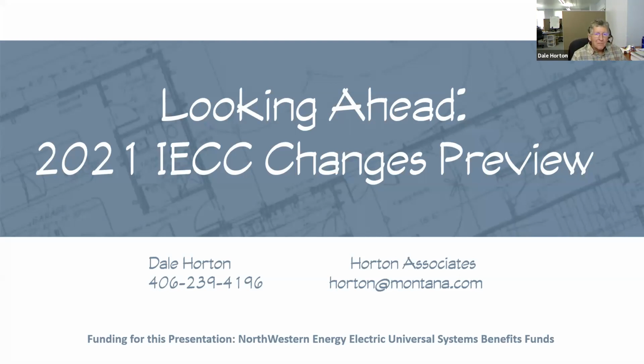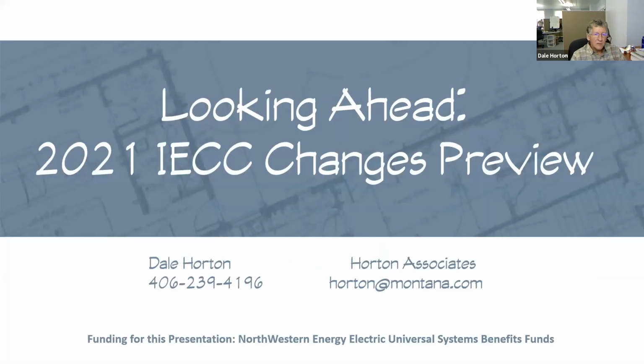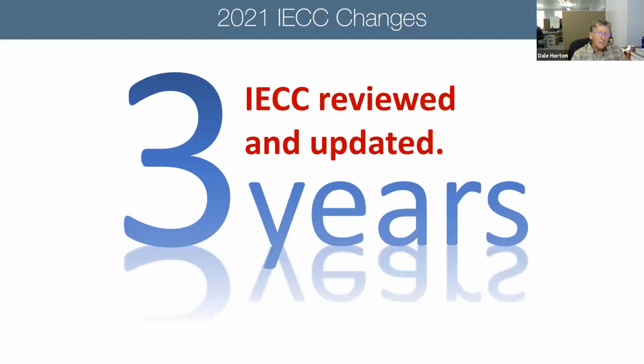Okay, so let's look ahead to what's in the 2021 IECC. Our family of energy codes in Montana in large part adopts the family of codes produced by the International Codes Council, and they review and update those codes every 3 years, so there's obviously a 3-year cycle. At the point they are now, they've just decided what the final provisions of the 2021 are going to be. It's yet to be published.